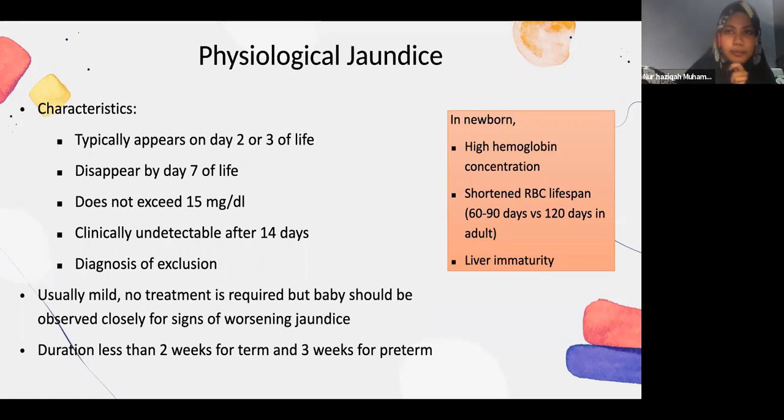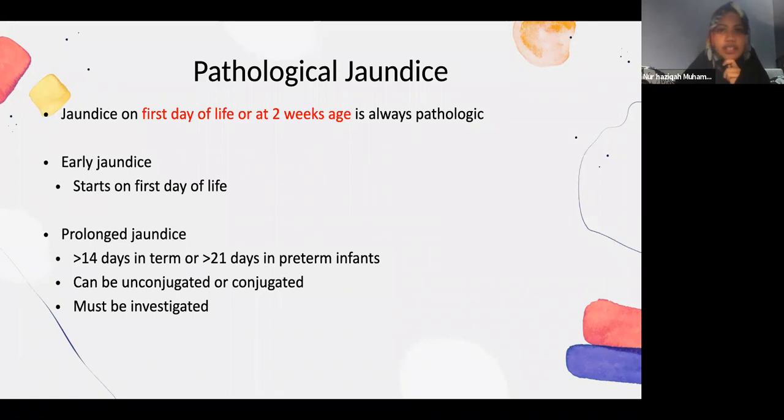Next, for pathological jaundice, it usually always indicates pathology when the baby has jaundice in the first day of life, within 24 hours, or after 2 weeks of age. It can be for the first day of life, such as hemolytic disease mentioned above, or it can be prolonged jaundice, which is jaundice occurring more than 14 days in term and more than 21 days in preterm. It can be unconjugated or conjugated, and this kind of prolonged jaundice always needs to be investigated for the underlying causes.